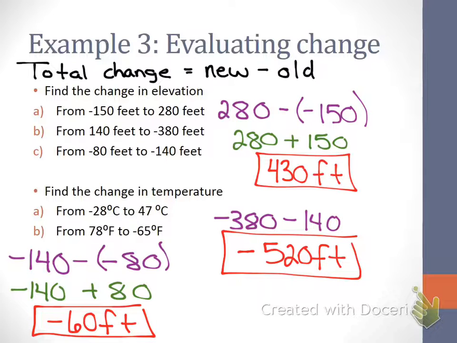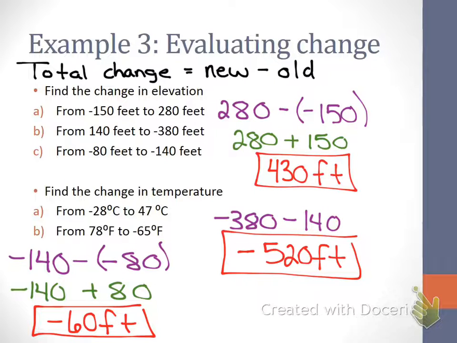Now I want to teach you how to figure out whether or not your answer is practical. Go back to example A. Watch me, okay? If you're going from negative 150 feet to 280 feet, what direction did your values go, up or down? So your answer is positive. Look at B. From 140 to negative 380, what direction did your values go? So your answer is negative, negative 520. Look at the third one. From negative 80 down to negative 140, which way did your values go? Down, so that's why your answer is negative.